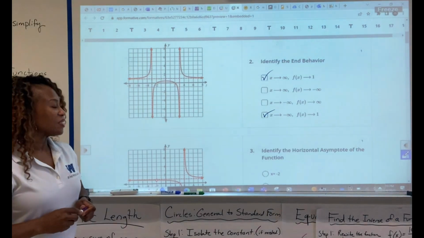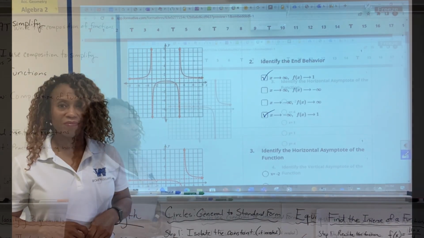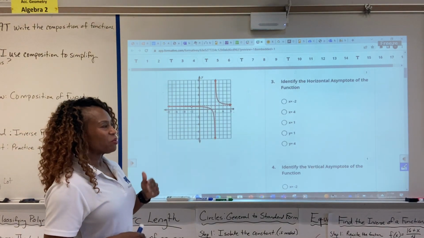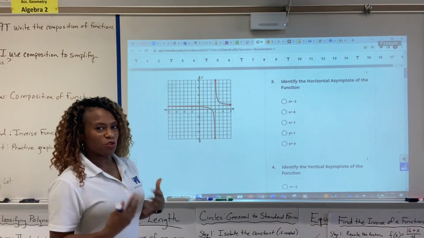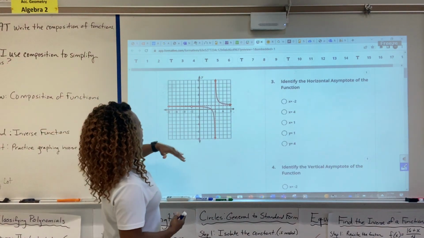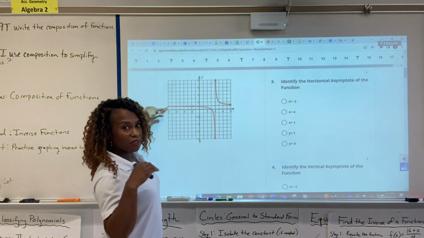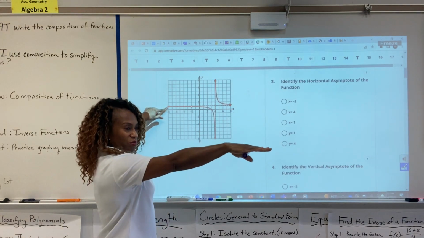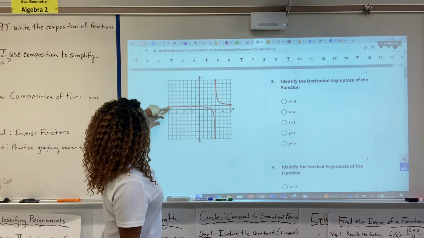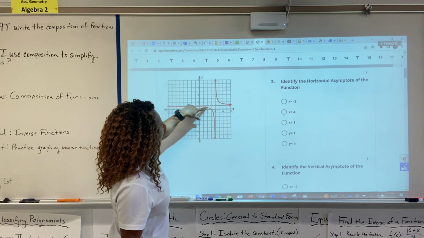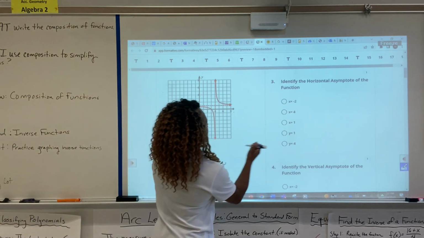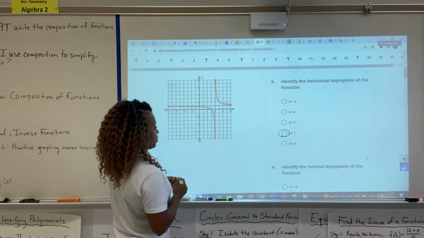All right, let's take a look at number 3. So we're taking a look at this graph and we're asked to identify the horizontal asymptote of the function. Since we do have a picture of the graph, we've got a visual, we don't have to do the calculations to find it. We just simply need to look at the graph and the horizontal, which is going this way, level, instead of up and down, it's going from left to right, is this particular dashed line right here. And if you look at it, it is at y equals 1.